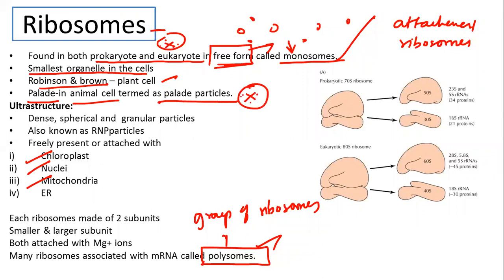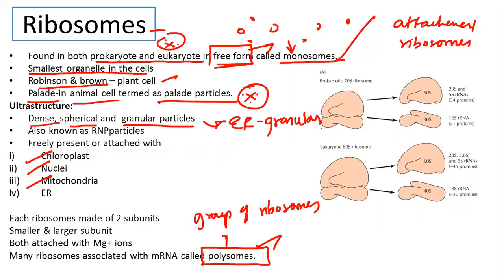Okay, he termed those ribosomes Palade particles. Hope you all understood. When you talk about the structure of ribosome, usually it will be very dense. It will be spherical in shape, or it may be granular. The ribosomes present on the endoplasmic reticulum are granular in shape.